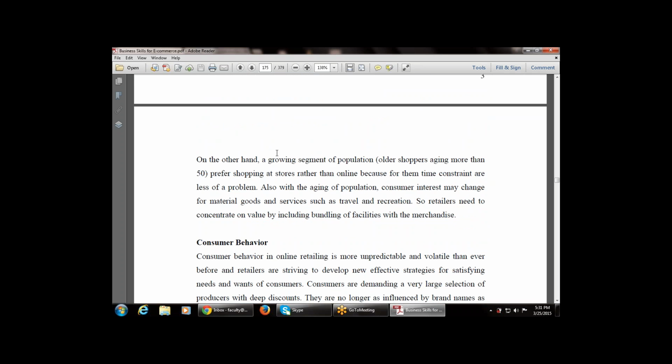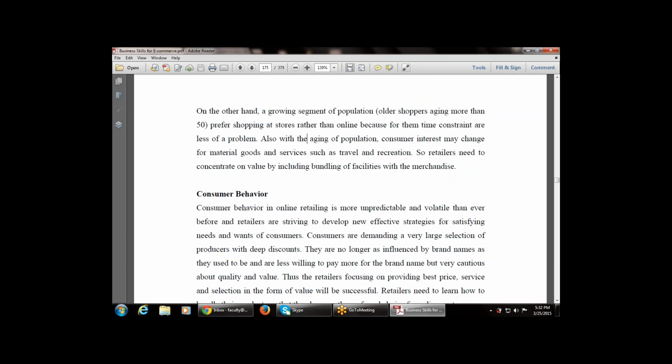On the other hand, a growing segment of the population also prefers shopping at stores rather than online, because for them time constraints are less of a problem. So it depends on the category of people whether they need online retailing or shopping at the stores.